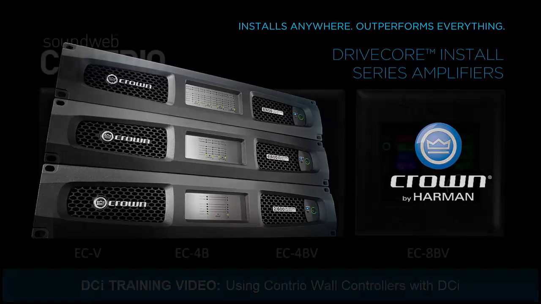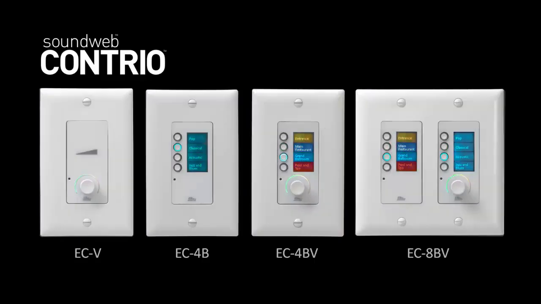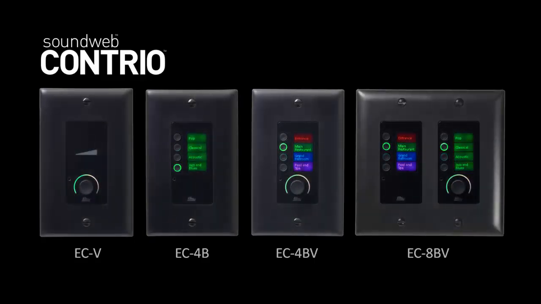Even though the Contrio line of wall controllers is branded BSS, they can control any high QNet device from Harman, including Crown amps, JBL powered speakers, DBX drive racks, and more. The Contrio wall controllers come in different combinations of buttons and an encoder.